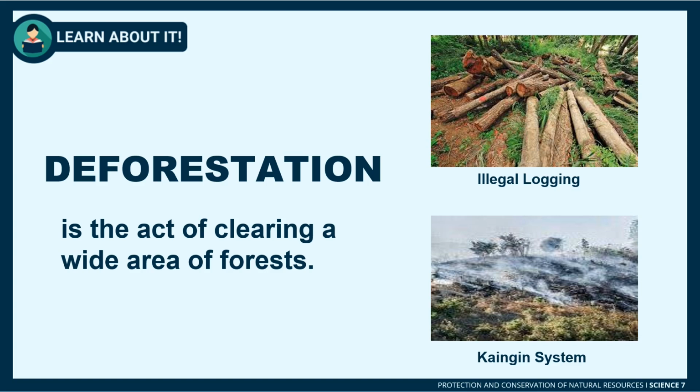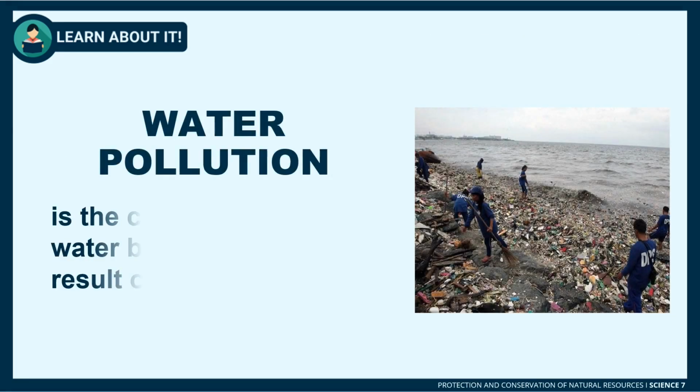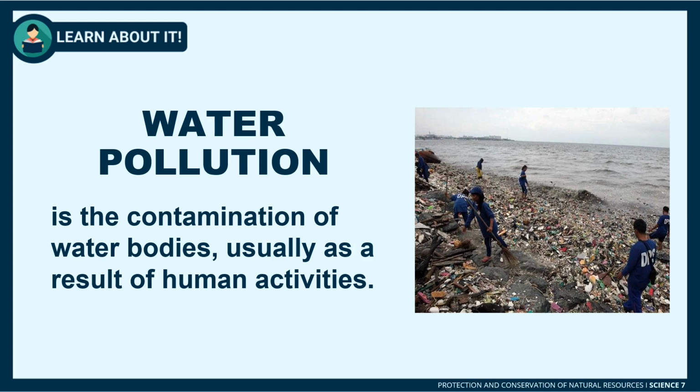Another one is water pollution. This happens when harmful substances contaminate a body of water. This could lead to a decrease in the population of marine wildlife due to a reduction of oxygen levels in the water.